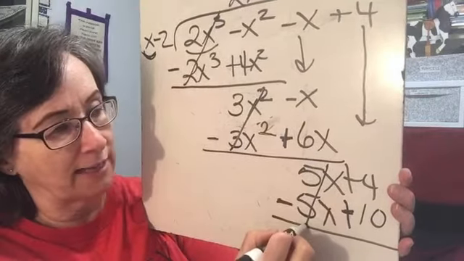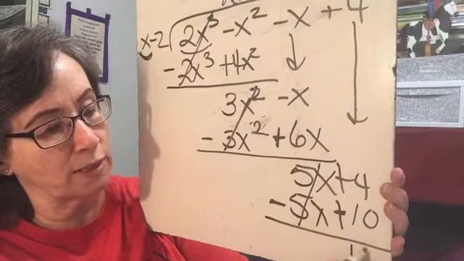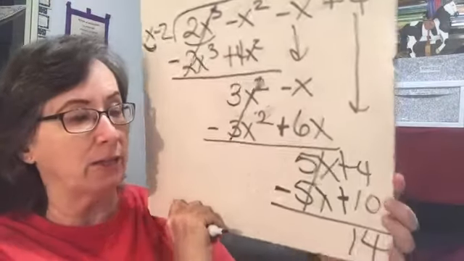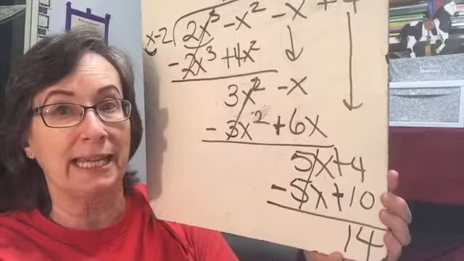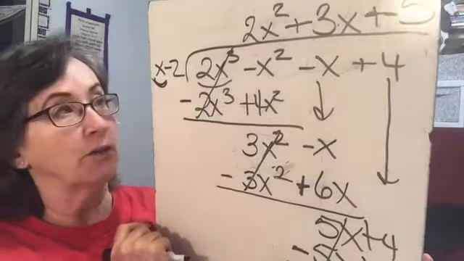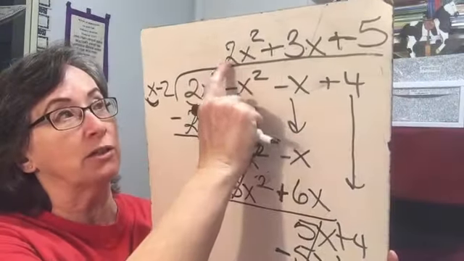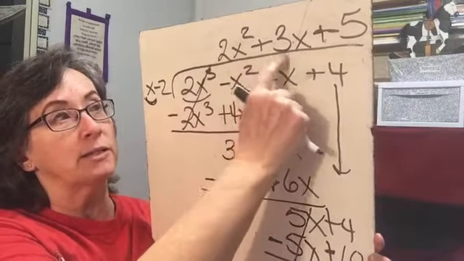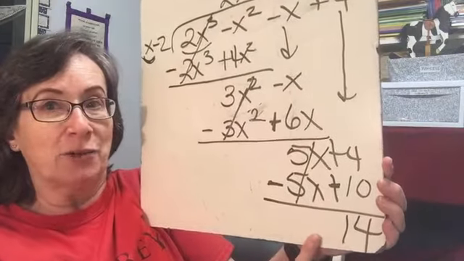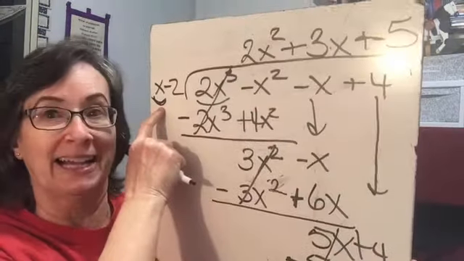This goes out, as it should. 10 plus 4 is 14. Nothing else to bring down, so now I write my remainder. My remainder will be 14 over my divisor of x minus 2. So my final answer should be 2x squared plus 3x plus 5 plus 14 over x minus 2.